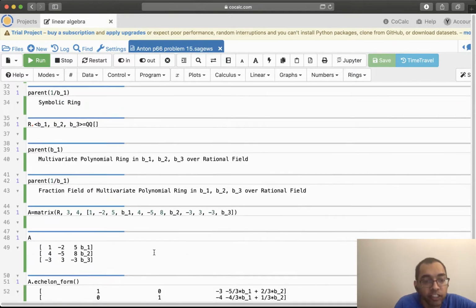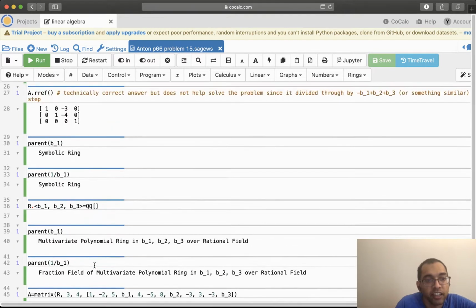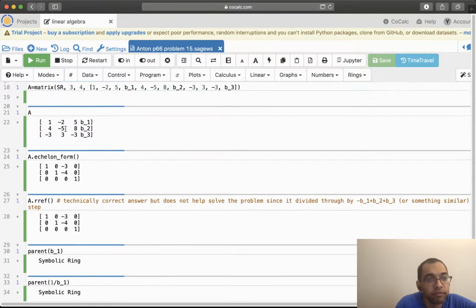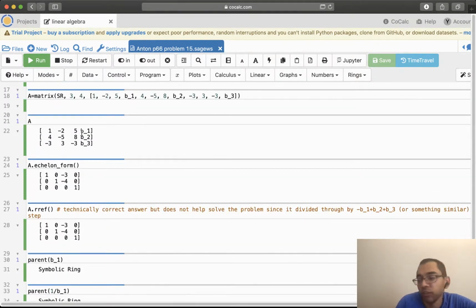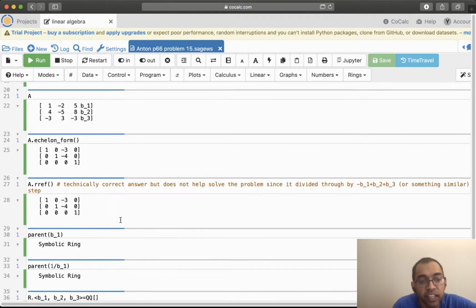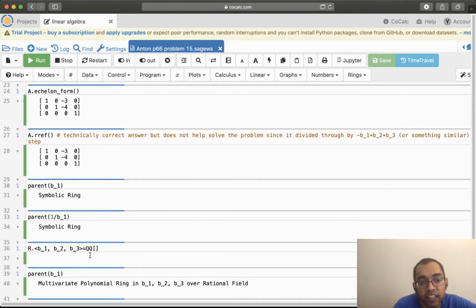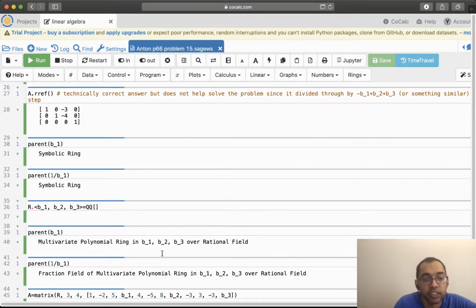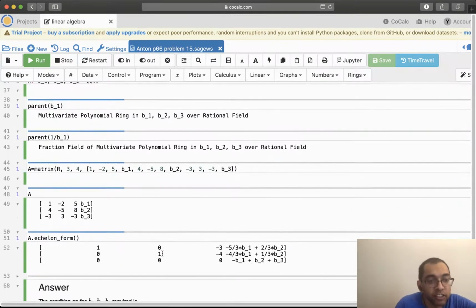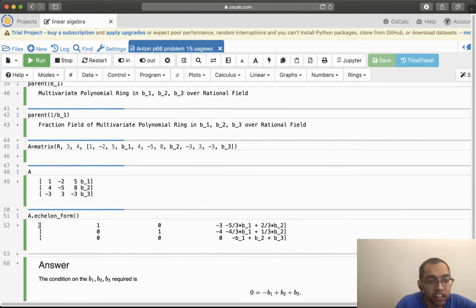So now we've got this matrix A that looks exactly the same as the matrix A that we had before. Exactly the same, but the only difference is that Sage is treating our new A as living in this ring R, where you can't divide by things involving these B1s, B2s, and B3s. Okay, and so now when I apply the echelon form method to the A, I get what I want.